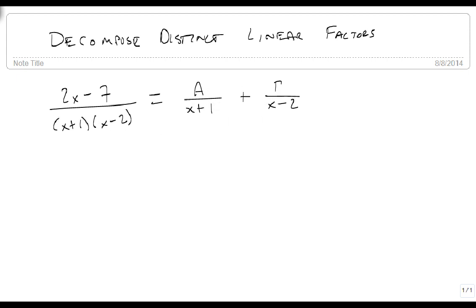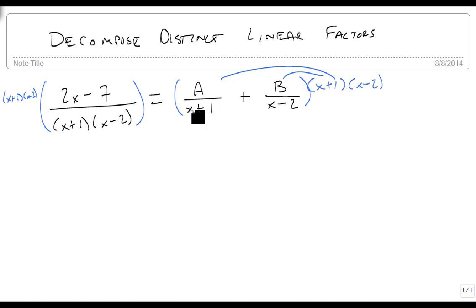We just don't know what they are yet, so we're going to use the variables A and B to represent that. Our next step is to treat this as an equation and to solve, so we're going to multiply both sides by the factors. And then we distribute on this side, so each one will get both, and notice that some of them are going to divide out. But on this side, everything divides out. So we end up with 2x - 7 equals A times the pieces it's missing.